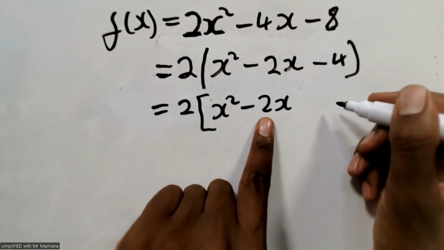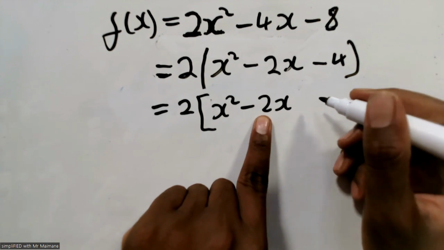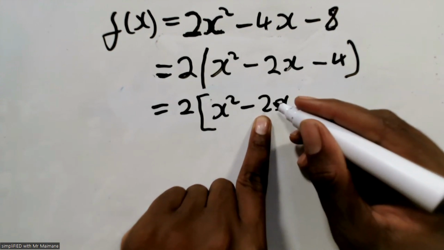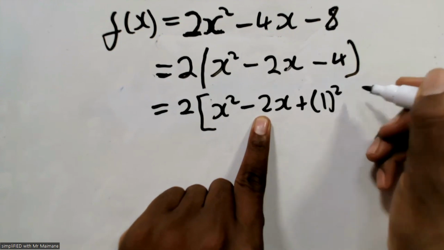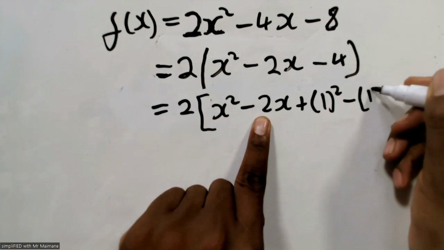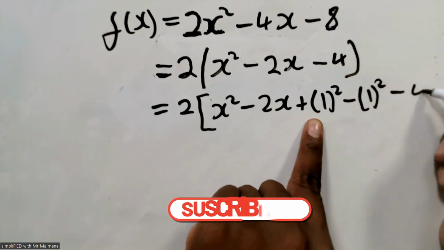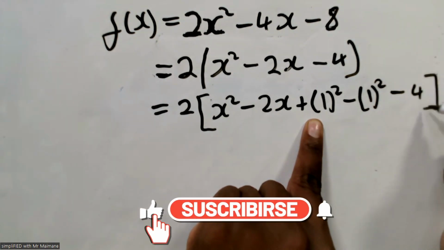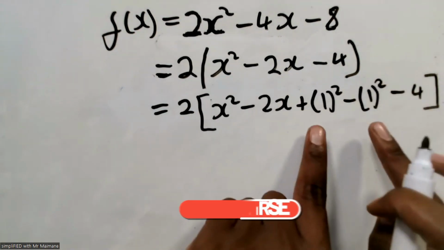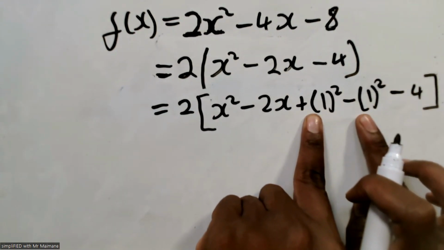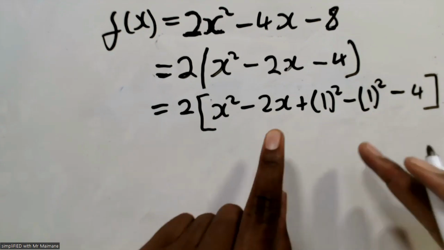Now, to complete the square, I will add and subtract half the square of this. Half of 2 is 1. The square of 1 is just 1 squared. So I'm going to add 1 squared and I subtract 1 squared again, because that's completing the square, and then I subtract the given 4 as it is. So this 4 is there, the minus 2x is there, the x squared, and then to complete the square, I added and subtracted half the square of the coefficient of x.